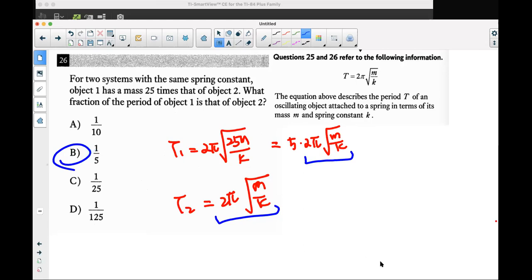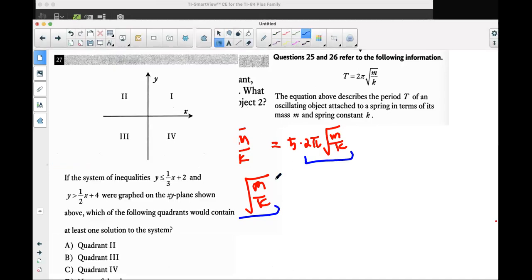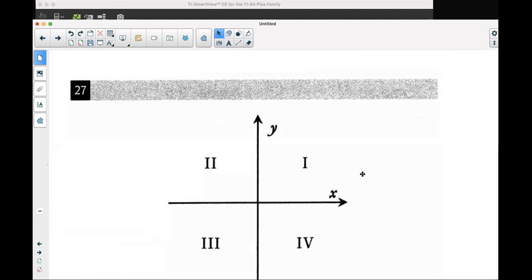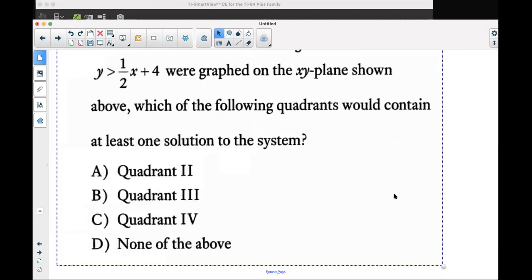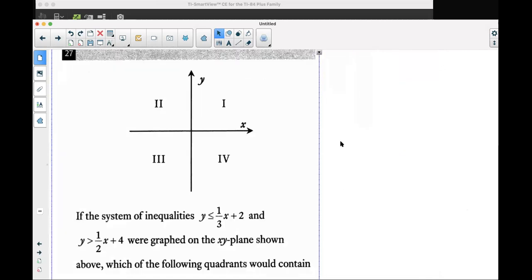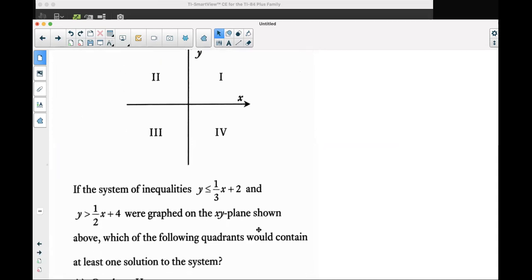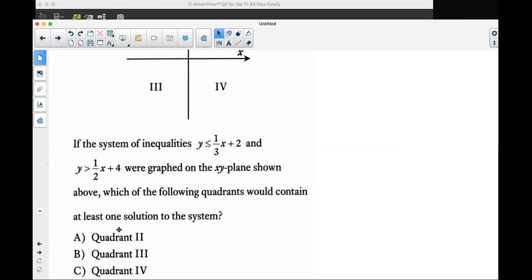All right, guys. Now let's look at number 27. For this question, what we are trying to do is, if the system of inequalities, this one and the other one, were graphed on the xy-plane shown above, which of the following quadrants would contain at least one solution? So basically, where's the solution? That's what they're asking for.